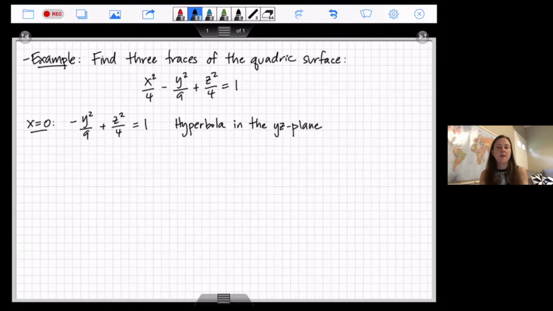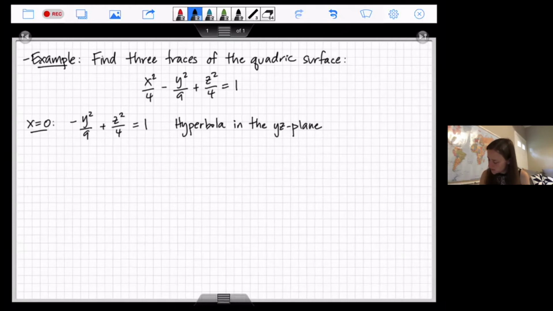Okay, and again, we can tell things about this graph. We know that it opens in the z direction, up and down, because the z term is positive and the y term is negative. We could draw that little box that goes 3 tick marks in the y direction and 2 in the z direction, and we could graph this by hand. We know how to do that. We're going to let Desmos do that for us in a minute. All right, so let's move on to our next trace.